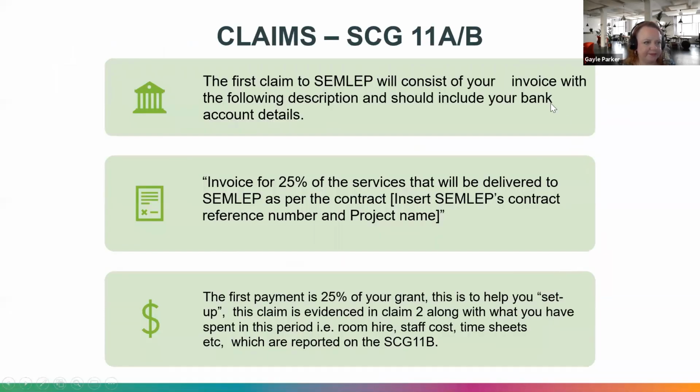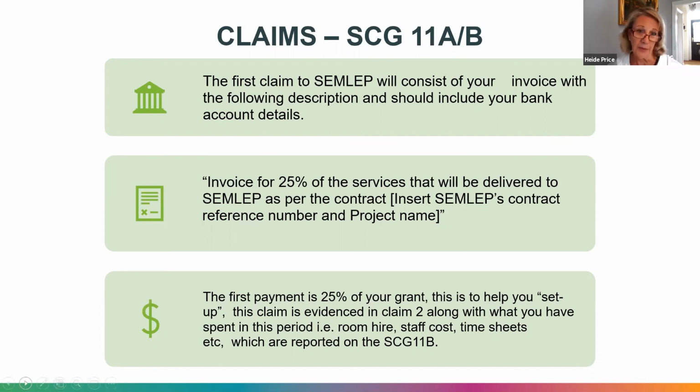Hi, right. The claims, a lot of people seem to think they're very, very complicated, but actually they're not. If you just follow the process, your first claim, as Gail stated earlier, will consist of your invoice with the following description, that it's an invoice for 25% of the services that will be delivered to SEMLEP. This is 25% of your grant total, which is paid to you in advance, and it's to allow you to set up for your project, get people in place, overheads, paper, anything that you might need.